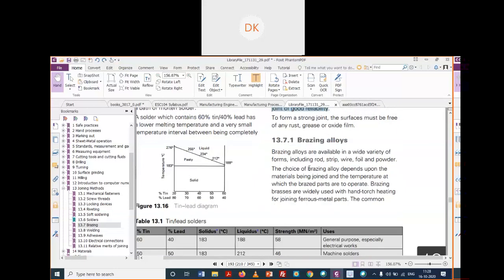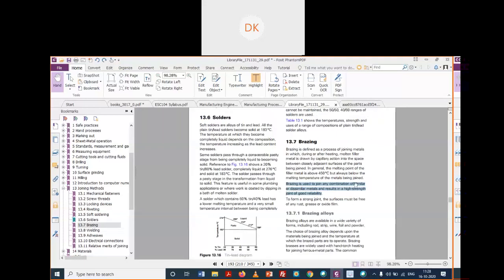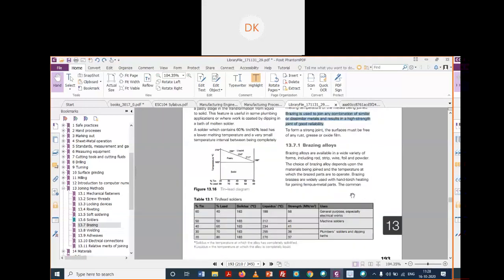These are some of the brazing alloys that are used to join the materials, either ferrous or non-ferrous material. Depending on that we choose. And these are the solders also. These are the soldering materials. Brazing materials come in a wide variety of forms, including rod, strip, wire, and foil. The choice of brazing alloy depends upon the material being joined. So depending on the material being joined, we have to choose the brazing alloy.